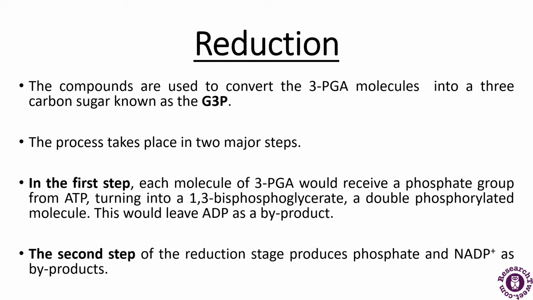So the second step which comes into this picture is the 1,3-bisphosphoglycerate molecule. They are reduced by gaining the electrons. So each of the molecules would receive 2 electrons from NADPH, and they lose one of its phosphate group. After which the glyceraldehyde 3-phosphate or G3P, a 3 carbon compound, is being produced.